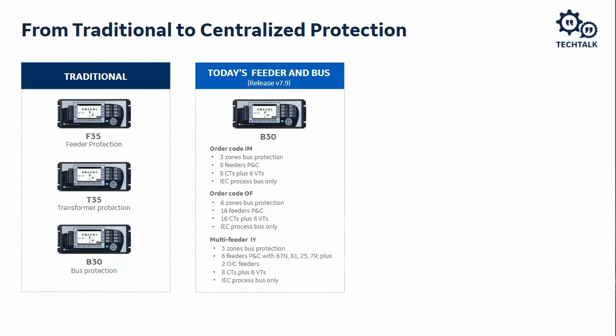overhead distribution substation. In our scenario here, when we're talking about a large industrial switchgear lineup, we really don't need 79. Plus, we get multiple overcurrents per feeders. And in this scenario, we can do 8 CTs and 4 VTs and then process bus.